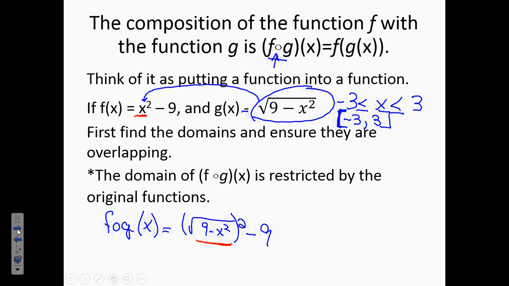When we square the square root of 9 minus x squared, what do we get? 9 minus x squared. They're inverses of each other, right? So they take care of each other. And then we have this extra minus 9 hanging out. The 9's will cancel. So f composed with g of x is going to be negative x squared. But again, because my original function was limited to between negative 3 and 3, including negative 3 and 3, my composite function, my composed function, has to be the same domain, for all x between negative 3 and 3.